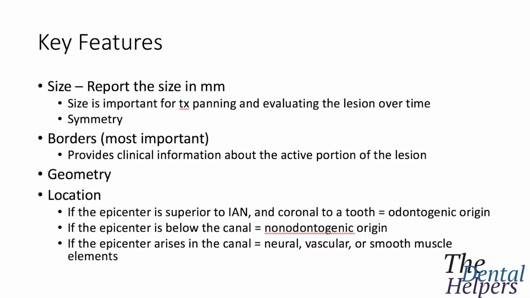Location is very important, so you have three main areas of location. If the epicenter appears superior to the inferior alveolar nerve or the mandibular canal and coronal to the tooth, it's going to be odontogenic in origin. Odonto means tooth. So if it's coronal to the tooth, it's probably going to be tooth related, so odontogenic origin. If it's below the canal, the epicenter that is, it's going to be non-odontogenic, meaning it's not tooth related.